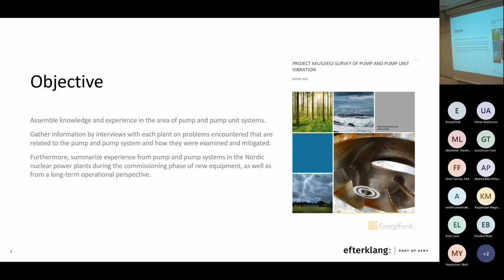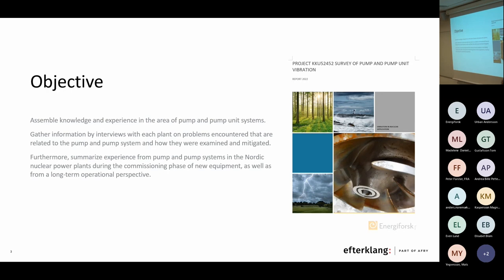This knowledge and experience is then based mainly on interviews with the five nuclear power plants here in the Nordic countries. So we have three of them here in Sweden and two in Finland.